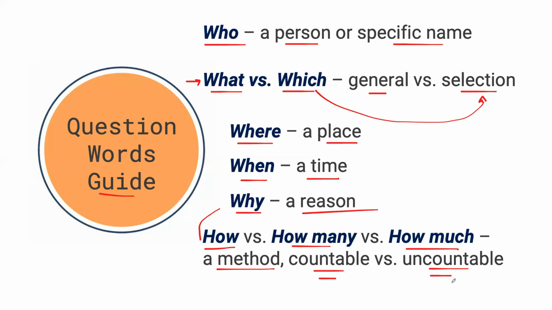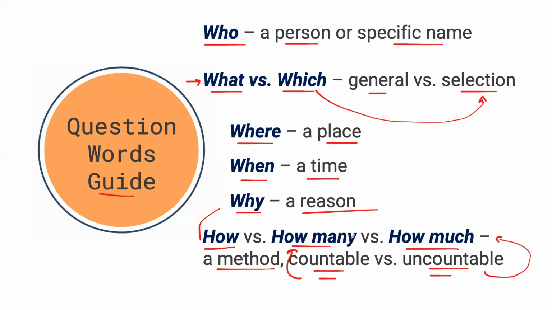Something that is uncountable cannot be counted with numbers in the traditional sense. So you could use the words maybe some or much in this case, but you can't use numbers. So for example, I couldn't say 1 money, 2 monies. That's incorrect. I also couldn't say 1 information, 2 informations. That's incorrect. These are uncountable nouns, and so I'd have to use much. For countable, I would use many.